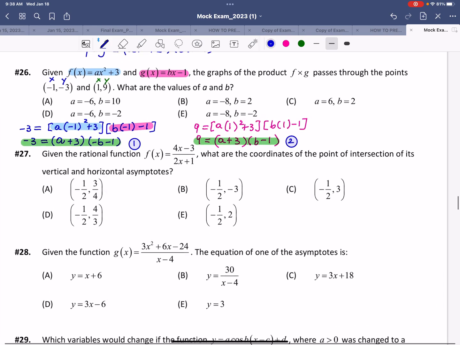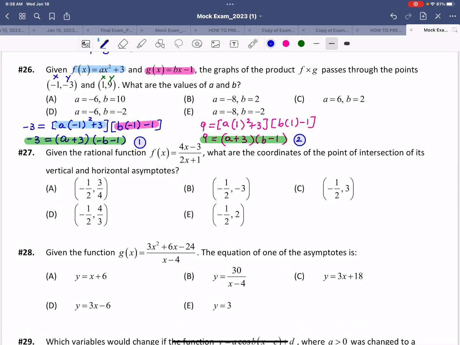So in order to solve for a and b, we need to eliminate one of the variables. So we're going to put the two equations in a system, and we'll try to eliminate one of the variables. What I'm going to start with is rewriting equation 2: a plus 3, b minus 1. And underneath it, I'm going to write equation 1: negative 3 equals a plus 3, negative b minus 1.